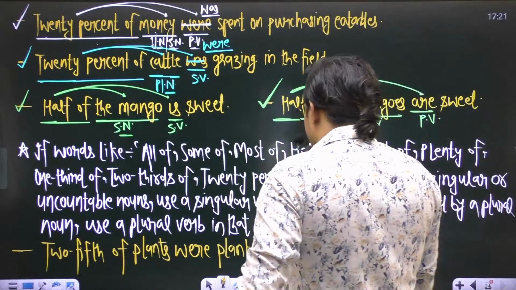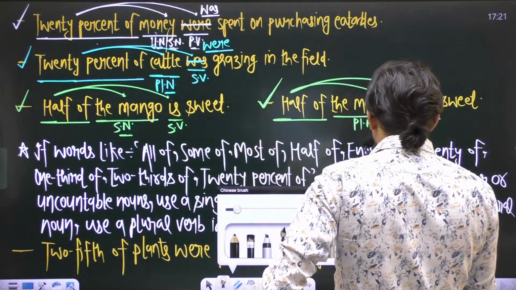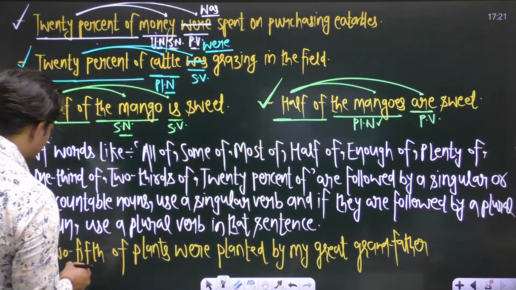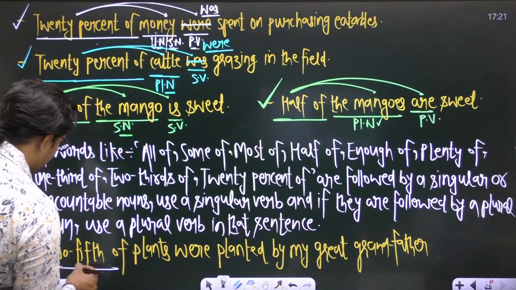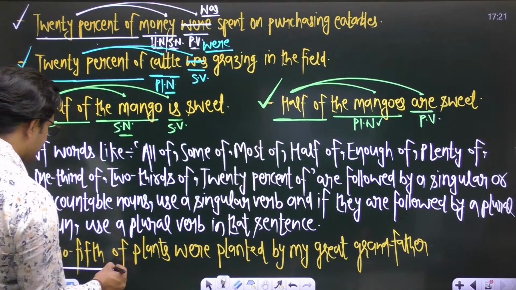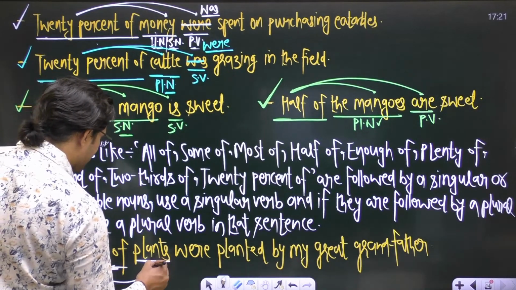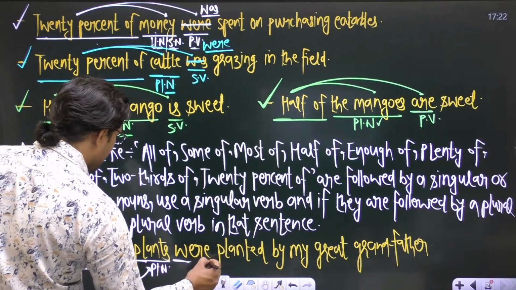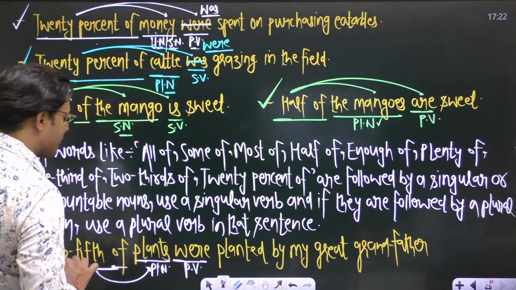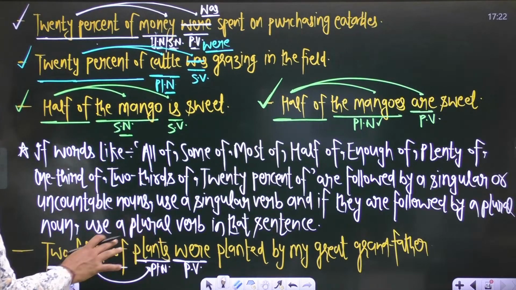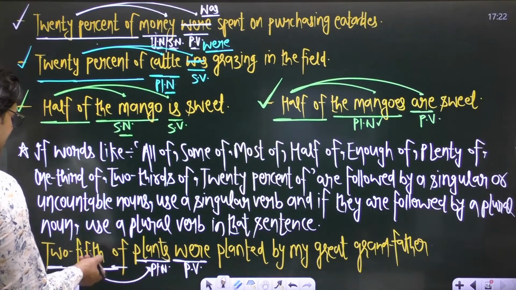Okay. Let's discuss this sentence. If you talk about this fractional value, 2/5 of, this word is followed by a plural noun. Plants is a plural noun, so the verb will be plural. But what is the error in the sentence?